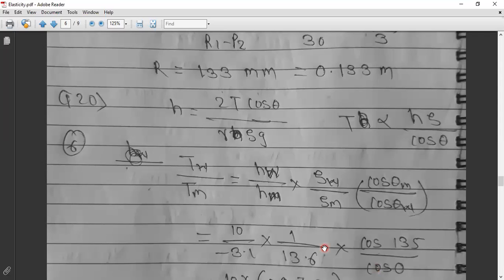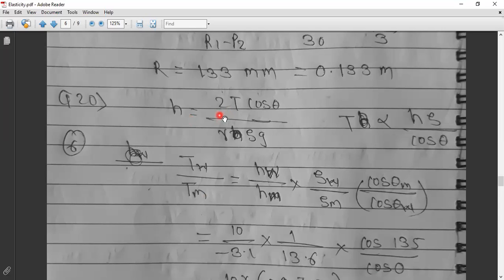In the question number 20, what are the given things? Water rises to a height of 10 centimeter in a capillary tube. H is given and it is equal to 10 centimeter in the capillary tube. And mercury falls to a depth of 3.1 centimeter in the same capillary tube. If the density of mercury is 13.6 and the angle of contact for the mercury is 135 degree, then find the ratio of surface tension of water and mercury.